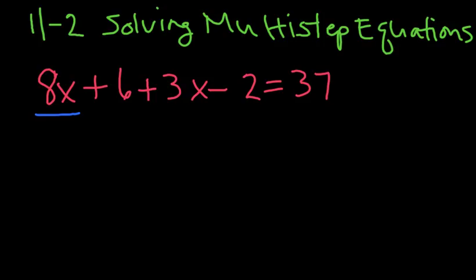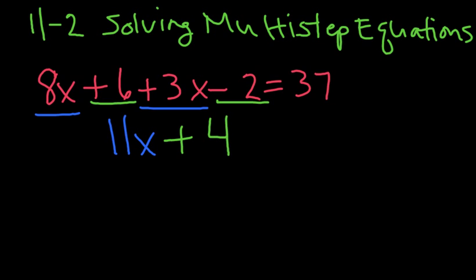8x and 3x are like terms. So 8x plus 3x, that's 11x. And then 6 and 2 are like terms. 6 minus 2 is 4. So now, see how my equation got a whole lot simpler? I haven't started solving it yet. All I've done is look at this side and see if it could be more simple.